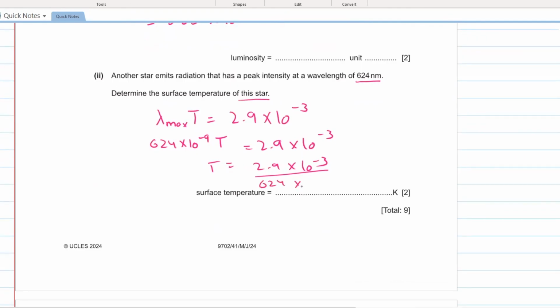Temperature is 2.9 into 10 raised to the power of minus 3 divided by 624 into 10 raised to the power of minus 9. Your answer comes out to be 4647 Kelvin, roughly equal to 4650 Kelvin. Simple as that. This marks the end of this paper.